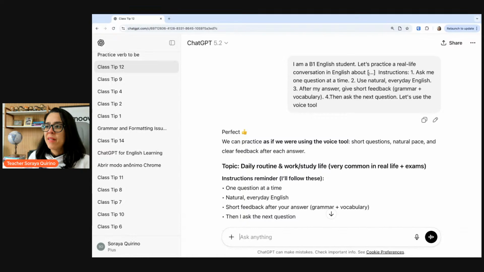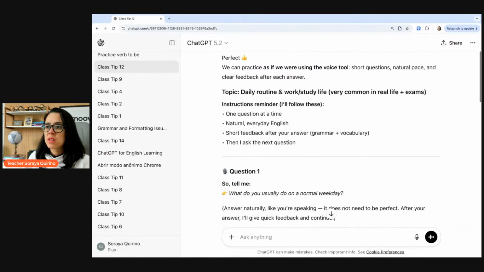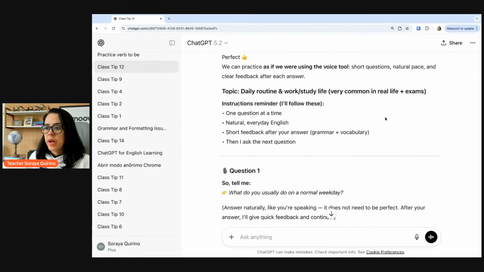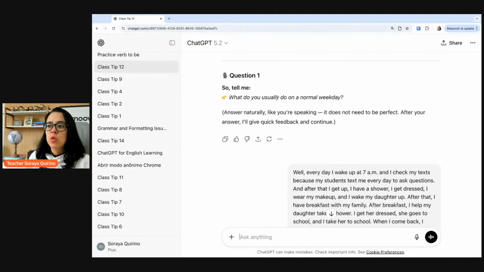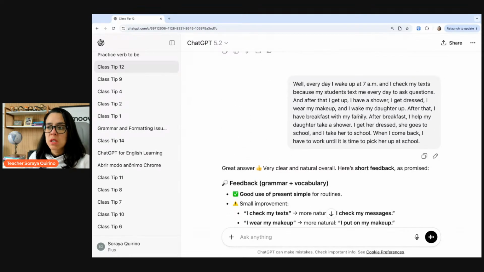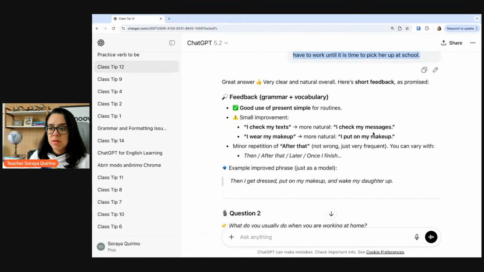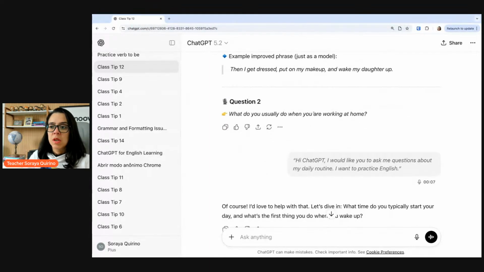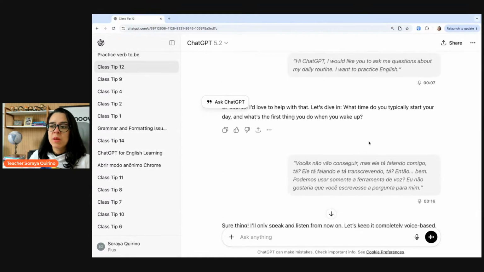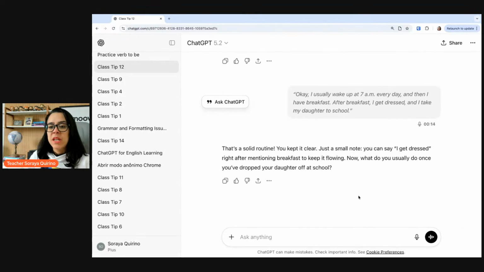Here we go. Okay. So I said that I want to practice about work, right? So what do you usually do on a normal weekday? So I talked to ChatGPT. It transcribed my answer and made a few suggestions, okay? And here I started something else. But let me give an example, okay? Let me copy the prompt and show you.